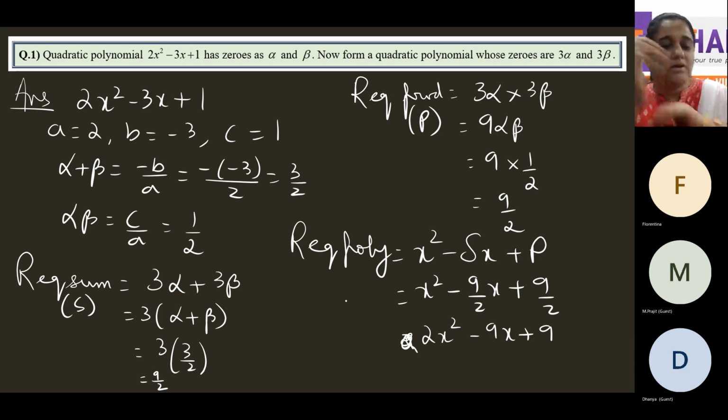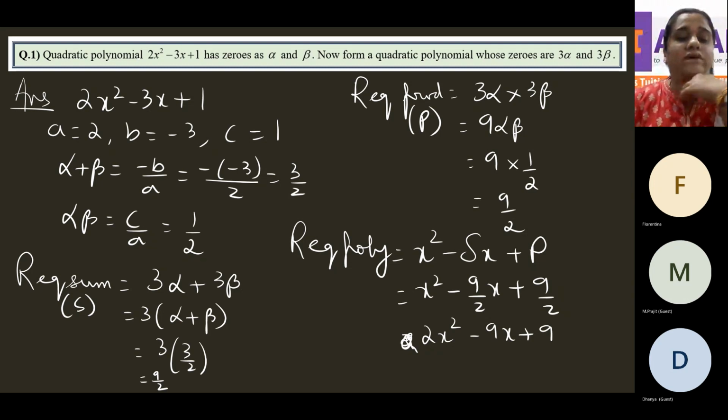Online students, let me tell you the procedure. All of you listen. We are given a quadratic polynomial 2x squared minus 3x plus 1. As always, write out the values of a, b, and c and find alpha plus beta and alpha beta: minus b by a, c by a. Now, what is the question? Construct a different quadratic polynomial whose zeros are 3 alpha and 3 beta.